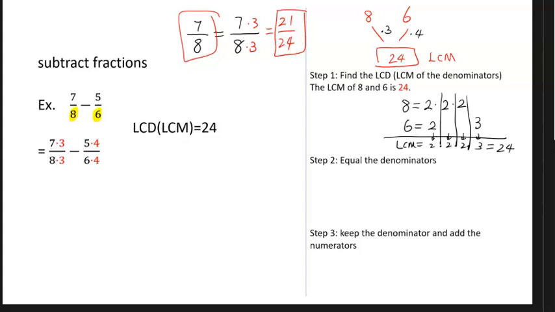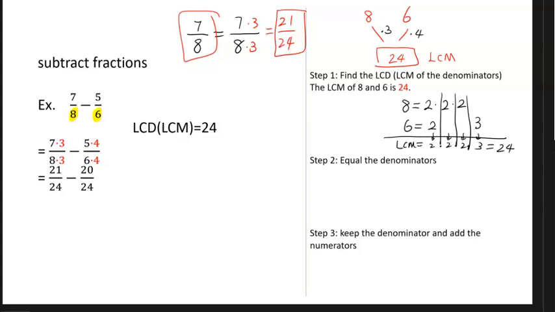So we can get 21 over 24. For the second denominator, 6, we always focus on the denominator first, and we know we need to times it by 4, so we multiply the bottom by 4, and immediately multiply the top by 4. So that will give you 20 over 24.